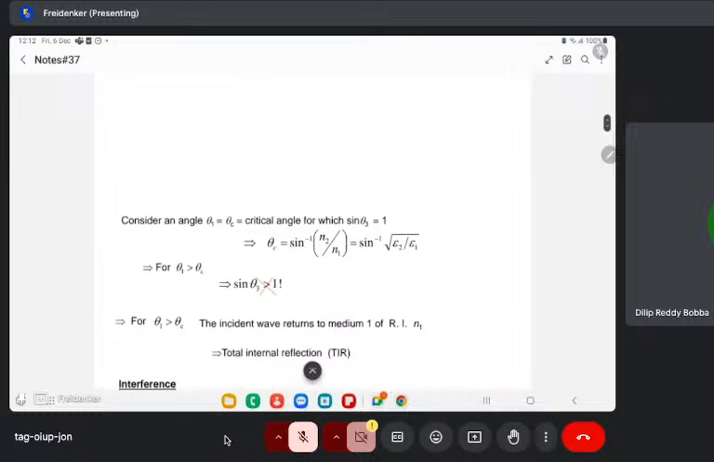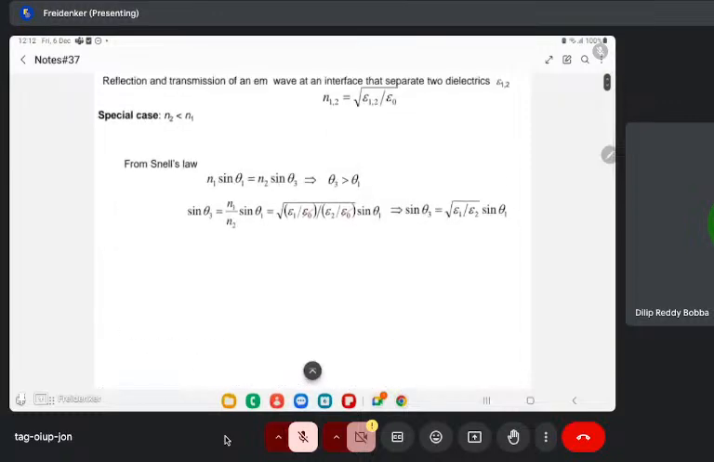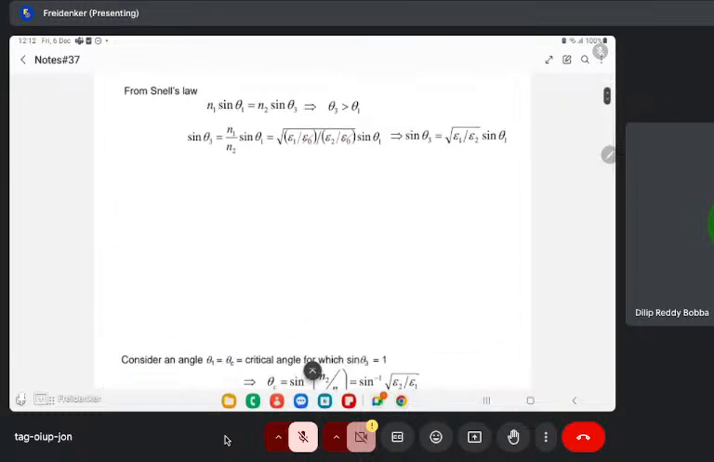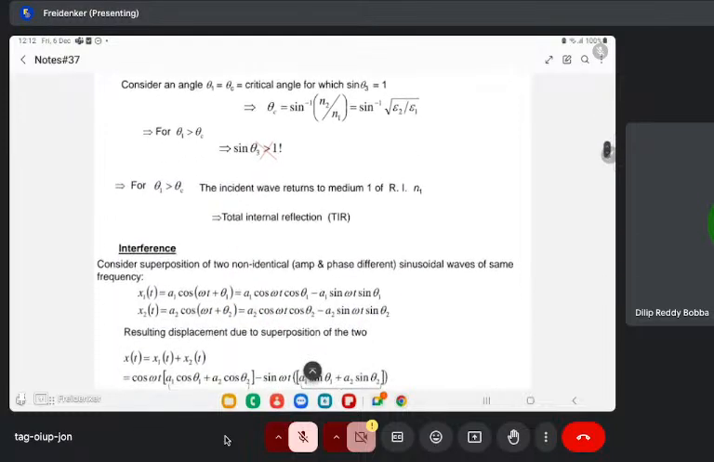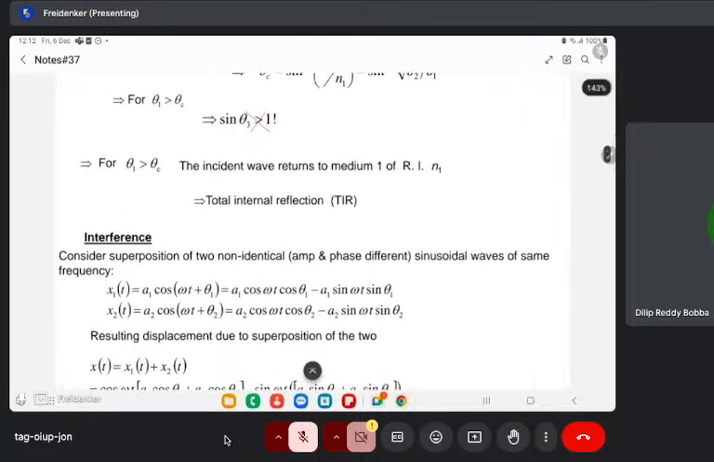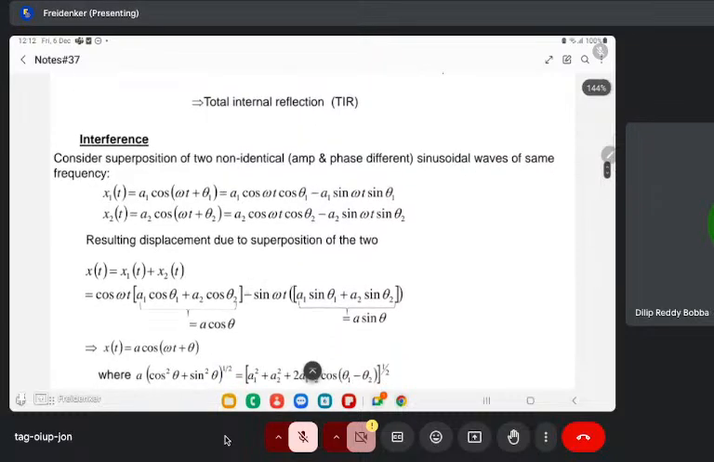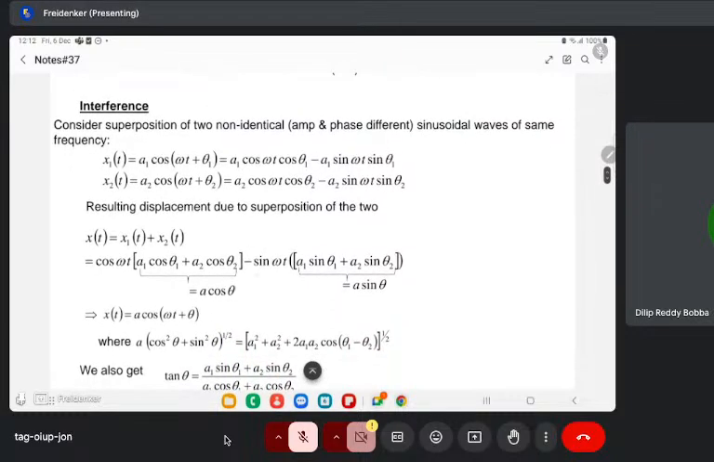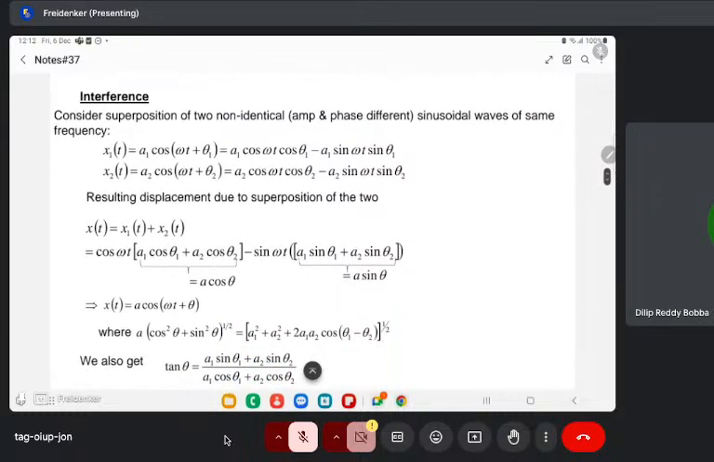We've seen this, and all of this is fine. Total internal reflection, there's nothing. It's all about critical angle. Brewster's angle, maybe we'll have to just see, some phenomenon where the reflected ray gets linearly polarized just because the incident angle is equal to Brewster's angle. Interference. Consider superposition. Okay, superposition has been considered. Non-identical, so amplitude is different, phase is different.